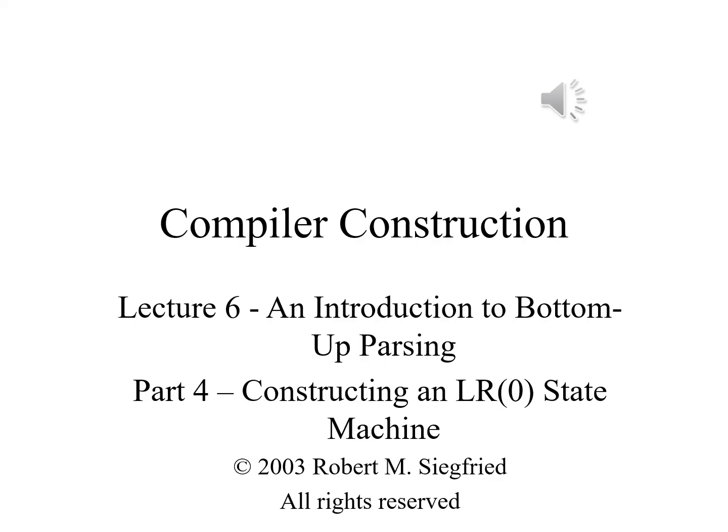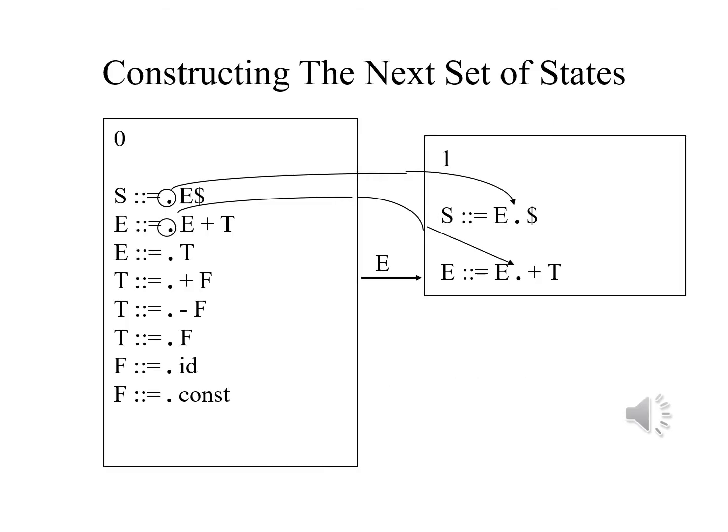In part 4 of lecture 6, we will discuss constructing an LR(0) state machine. We're now ready to construct the next set of states. The dot before the E tells us that we have not yet found that E or traversed it.